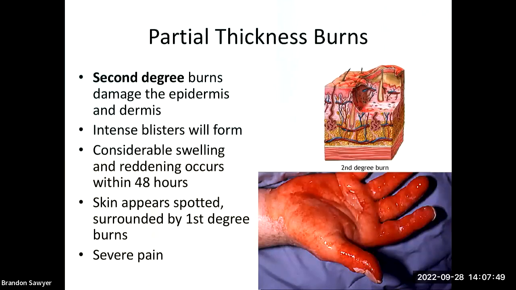Okay, and then there's a second degree burn, which is known as a partial thickness burn, which is going to include the whole epidermis as well as part of the dermis. There'll be intense blistering with a second degree burn, and considerable swelling that occurs within 2 days, 48 hours. The skin can be spotted around the deep part, so you typically will have first degree burns around the deeper second degree portion, and that looks spotted. And this one is very painful. You can see it's not really getting into the underlying tissues, just the epidermis and the dermis, not into the lower tissues yet.